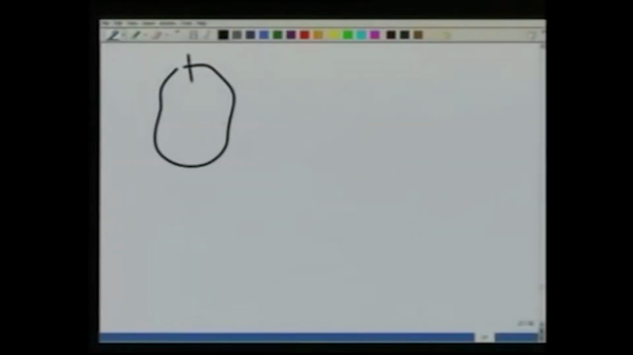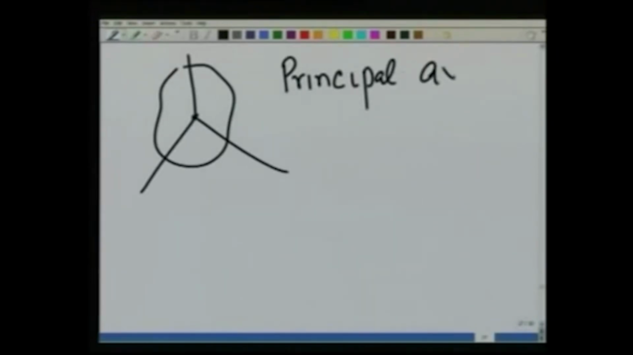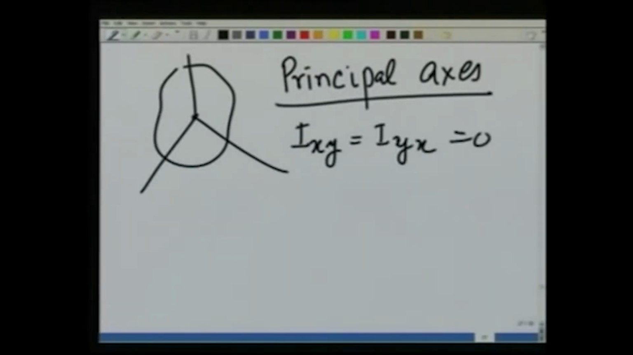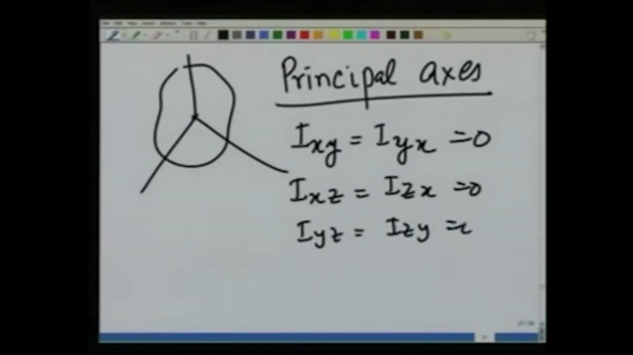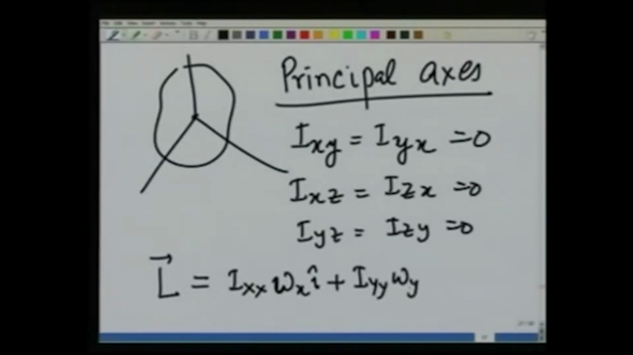Fortunately for us, there is a simplicity involved. For any rigid body, about any point, there exists a set of axes known as the principal set of axes, so that the off diagonal elements Ixy, Iyx are 0, Ixz, Izx are 0 and Iyz, Izy are equal to 0, and therefore the L vector simply becomes equal to Ixx omega x i plus Iyy omega y j plus Izz omega z k.